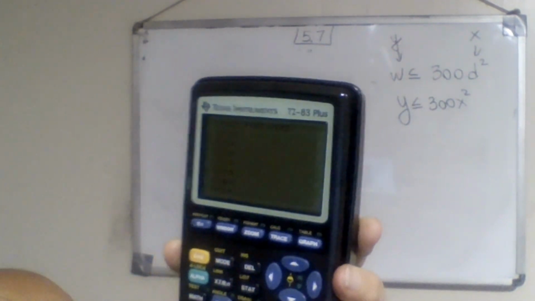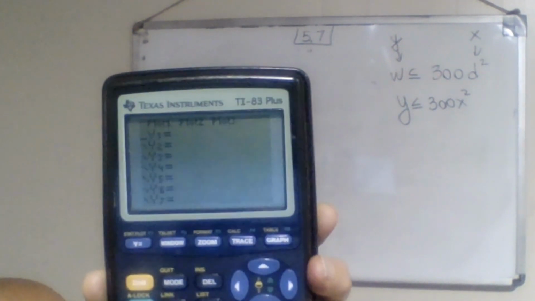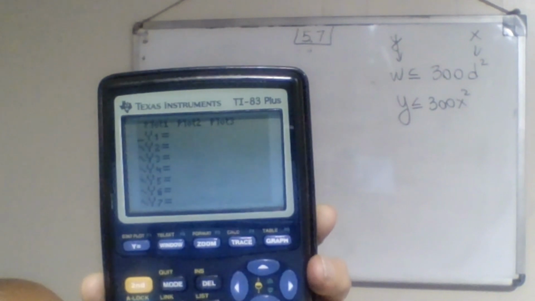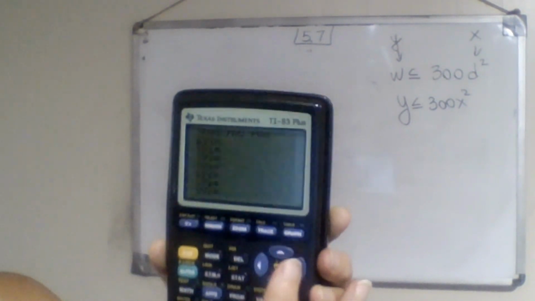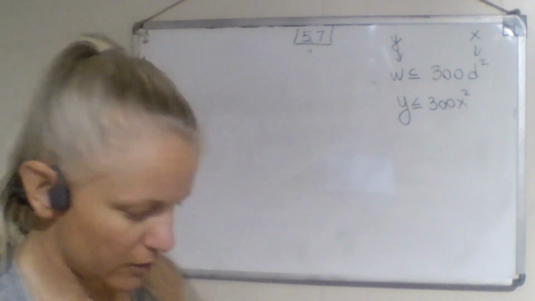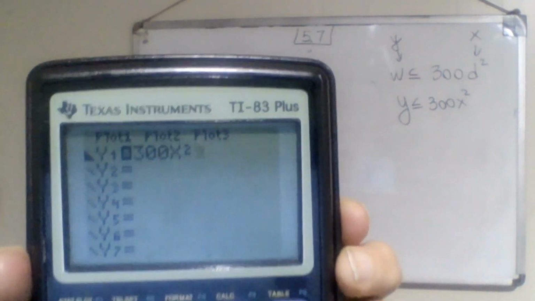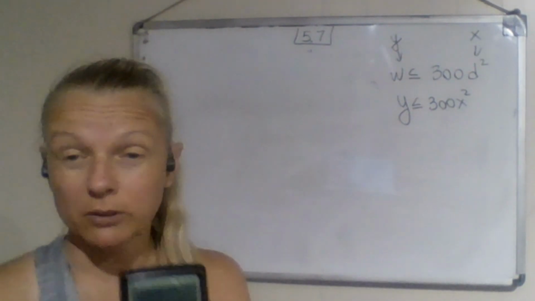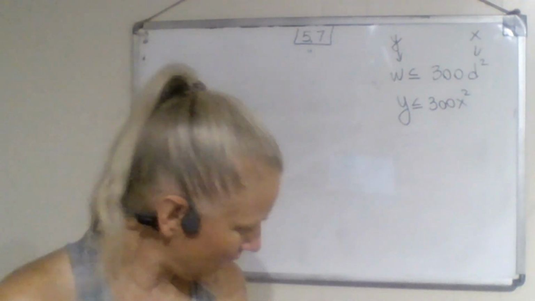And now I'm looking for less than. So I'm going to hit enter until I get that little arrow pointing not up, but down. I got that pointing down. I go back out. And now I just put 300x squared. That's what we're doing. Now, we're not going to do zoom 6. You're not going to be able to see this on zoom. Actually, you might. I can't tell.